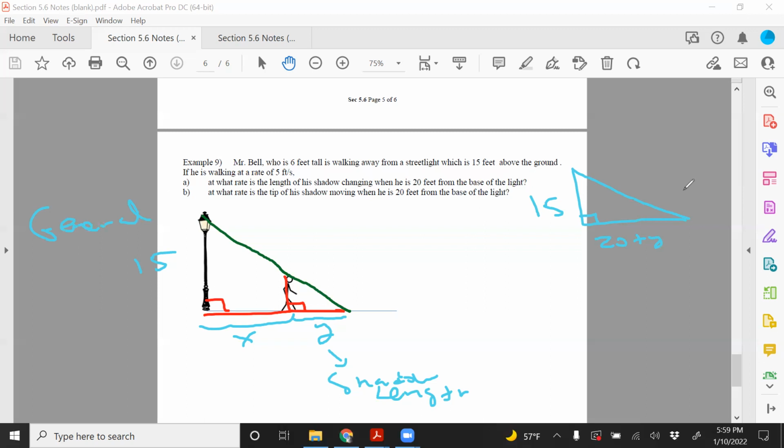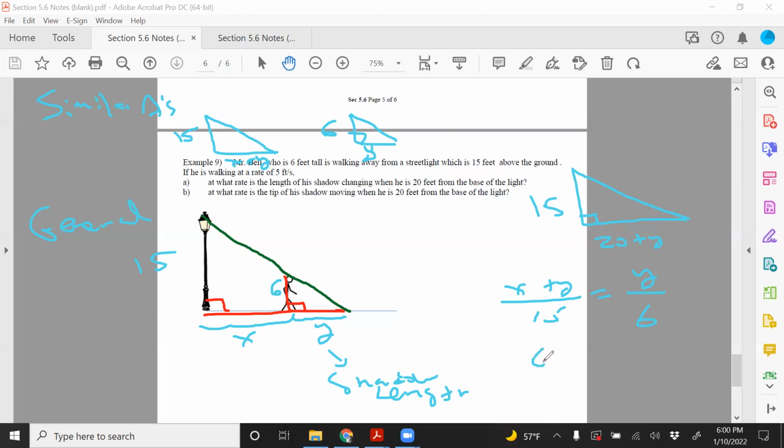One way we can think about this is using similar triangles, and he's 6 feet tall. We know this also. So I should have labeled that as well. We have 2 triangles. You have 6 and Y, and you have 15 and X plus Y. So in this case, we could say X plus Y over 15 equals Y over 6.